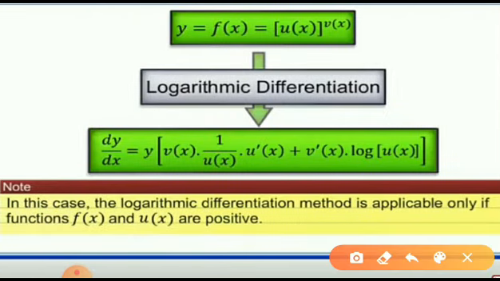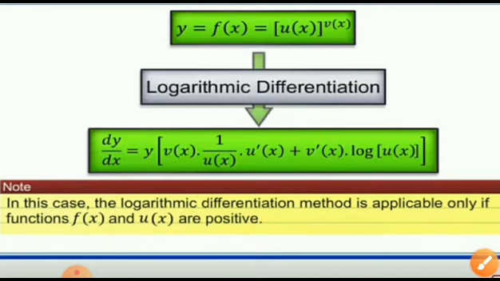In this case, the logarithmic differentiation method is applicable only if the functions f of x and u of x are positive. Only if they are positive can we make use of the logarithmic function, because the domain of the logarithmic function is what? It operates only on positive real numbers. The domain of log is positive real numbers.